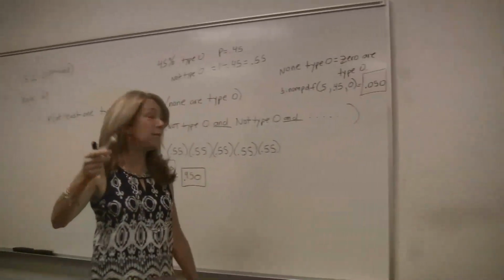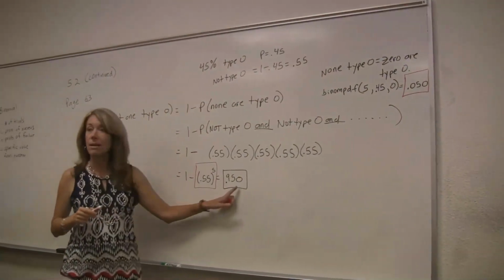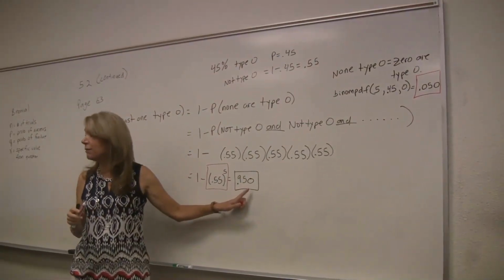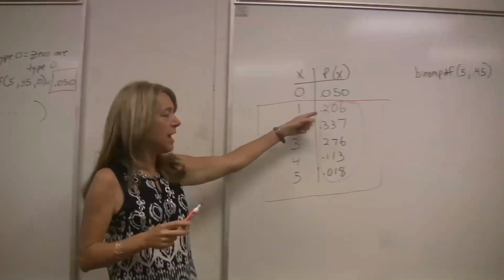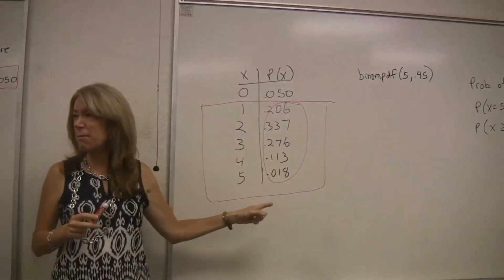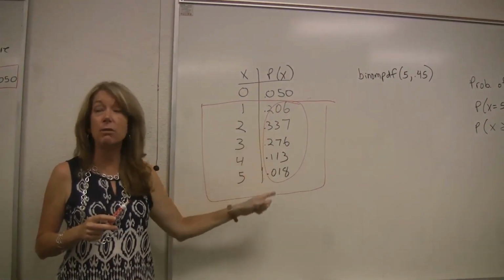Take the 0.05 out, he says. They add up to 0.95. That's what we found. If you want to, for fun, add all these up. They should add up to 0.950. They might be off because we rounded, but it should be pretty close.